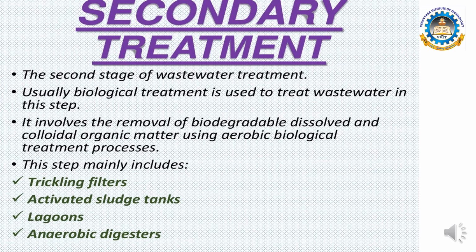The second is the secondary treatment, in which we are using biological treatments. Usually the biological treatment is used to treat wastewater in the steps. It involves the removal of biodegradable, dissolved and colloidal organic matter using aerobic biological treatment processes. The step mainly includes trickling filters, activated sludge tank, lagoons and anaerobic digester.